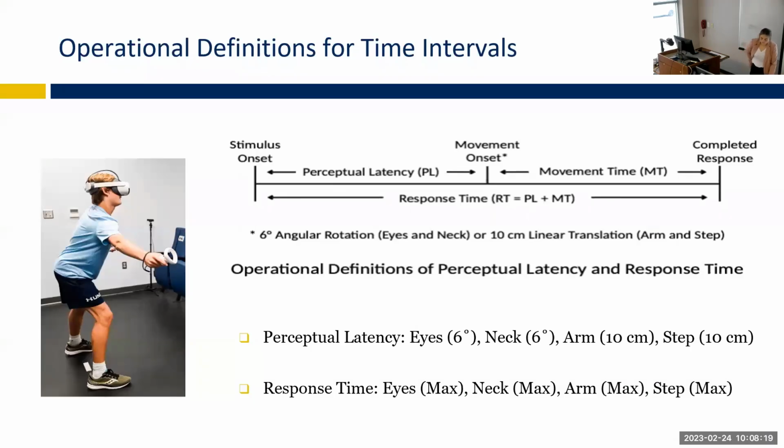So perception latency is from the stimulus onset until the activation of the muscle, whereas movement time is from the movement onset until the completion of the whole movement. And the response time is both of them put together. So that is your cognitive plus your actual motor function.